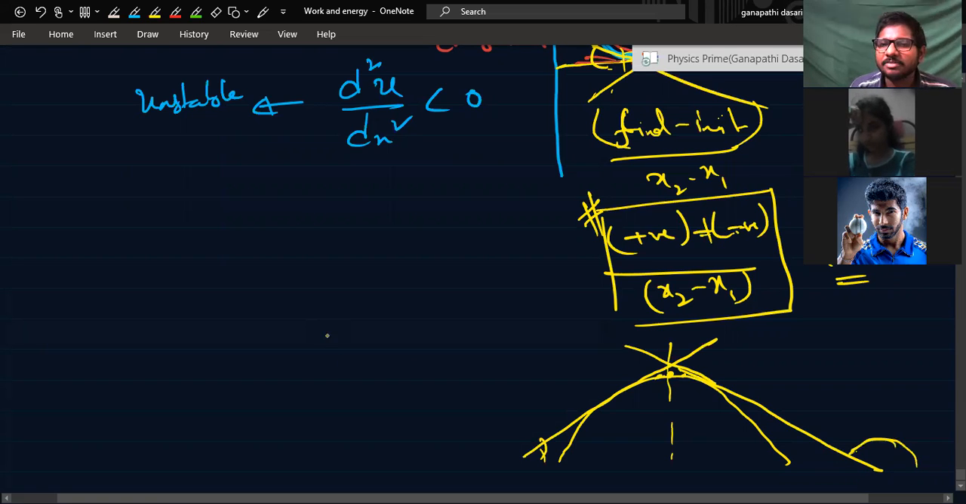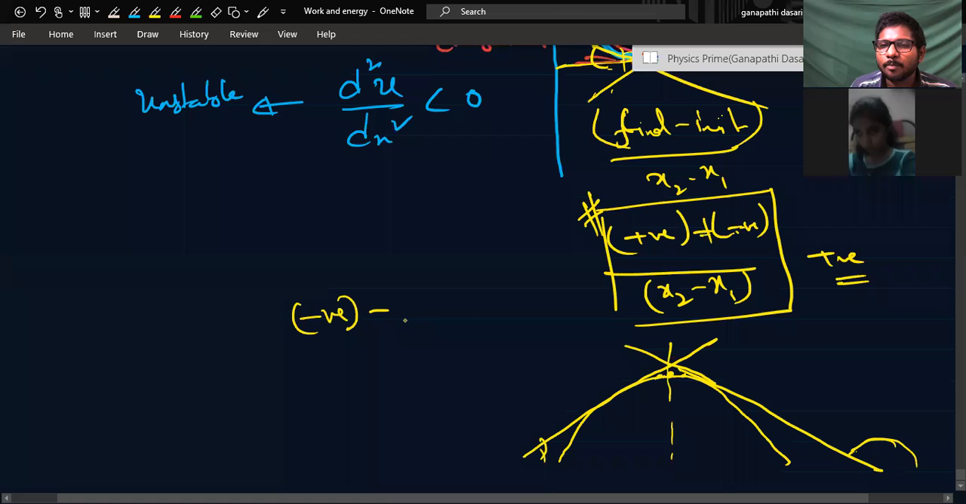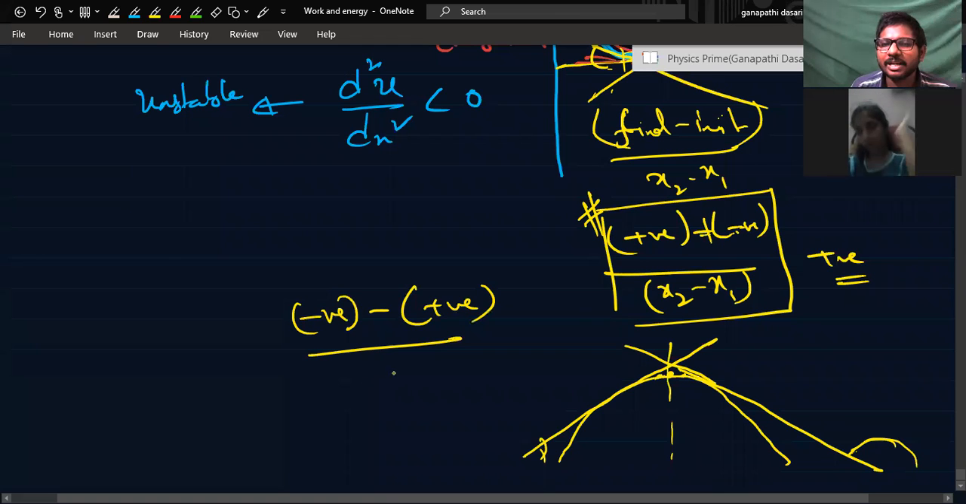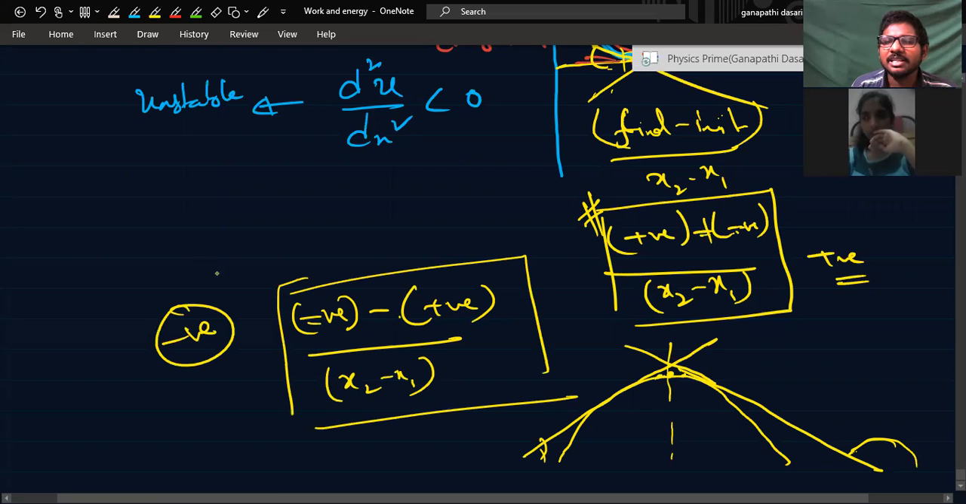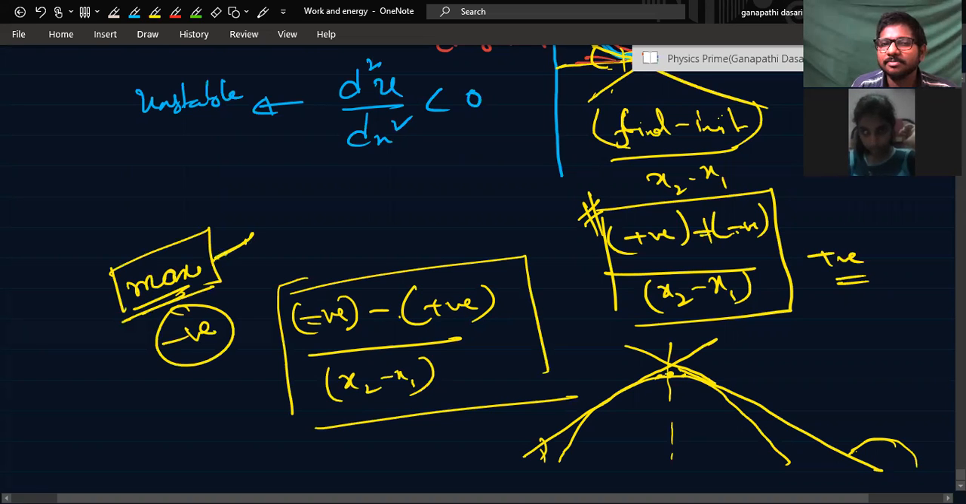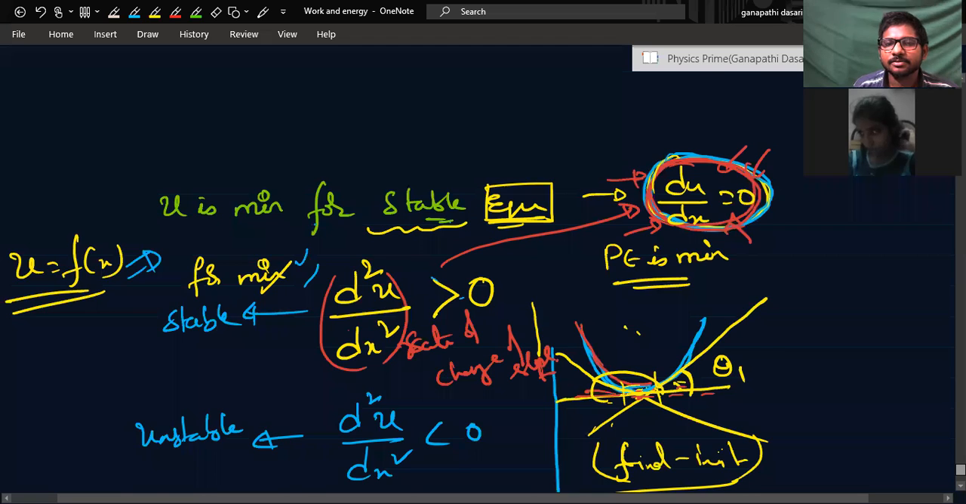Rate of change of slope means what? Negative slope minus positive slope divided by x2 minus x1, that small dx. Do you see negative minus positive? This is entirely negative or not? Yes, sir. That is why the value is negative. For maximum, the rate of change of slope is negative. For minimum, the rate of change of slope is positive.